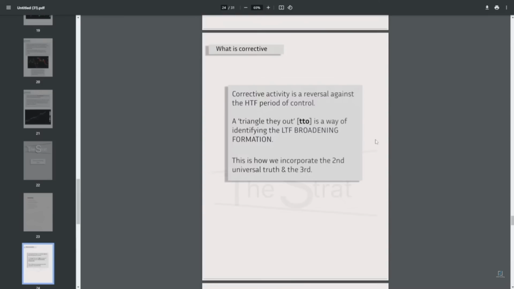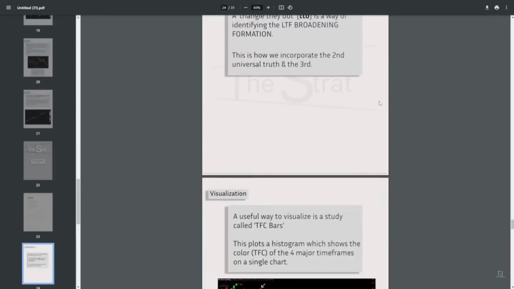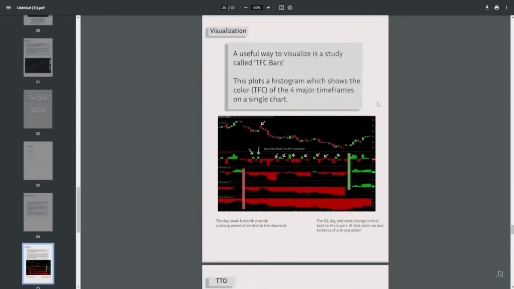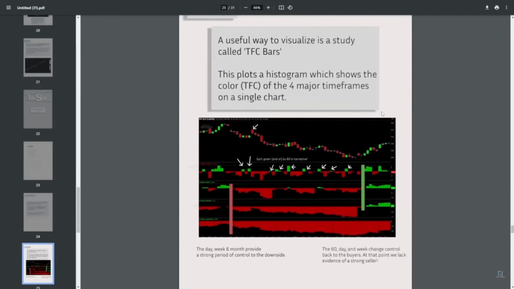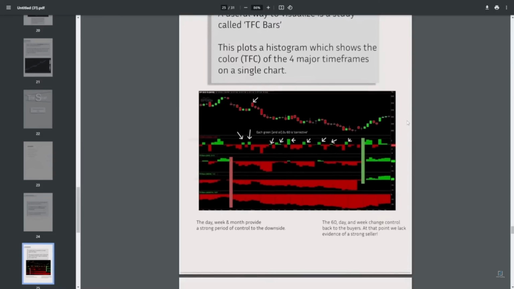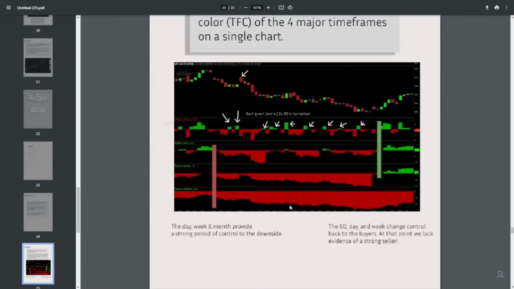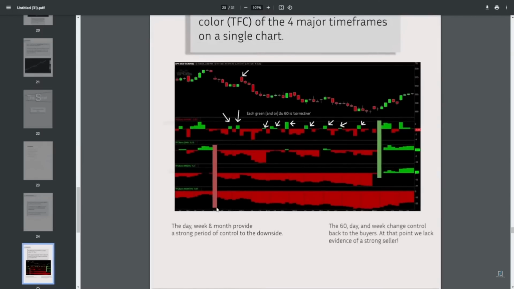A triangle out, or TTO, is a way of identifying the lower time frame broadening formation. And this is how we incorporate the second universal truth and the third, continuity plus the tri. So this is a visualization of this, and it's called TFC bars. We've already gone over this a little bit in the continuity section. But what we'll see is they provide the strong period of control, and then you get corrective activity, where the 60 is the only group countering the day, the week, and the month.